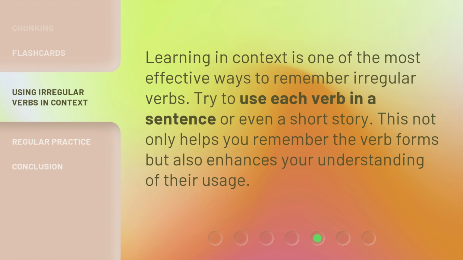Learning in context is one of the most effective ways to remember irregular verbs. Try to use each verb in a sentence or even a short story. This not only helps you remember the verb forms but also enhances your understanding of their usage.